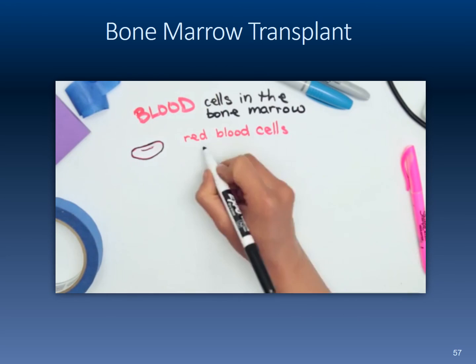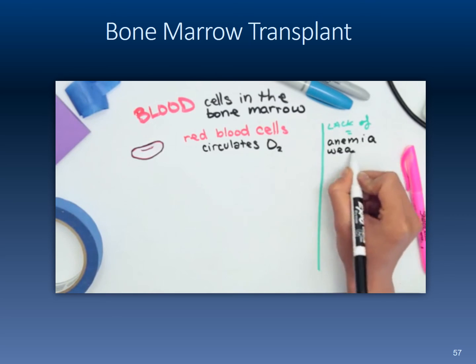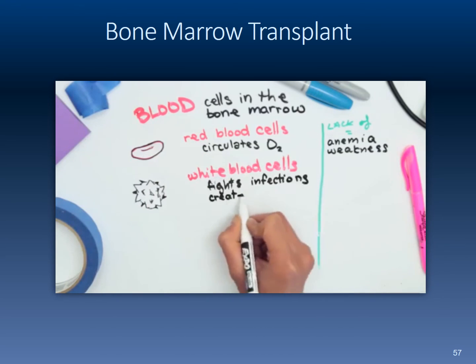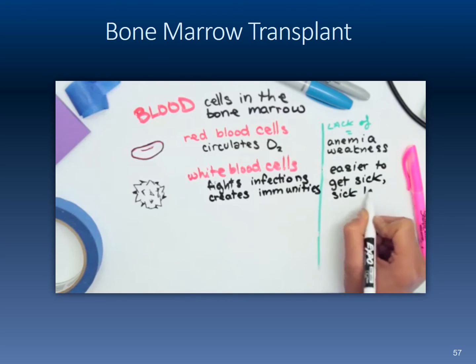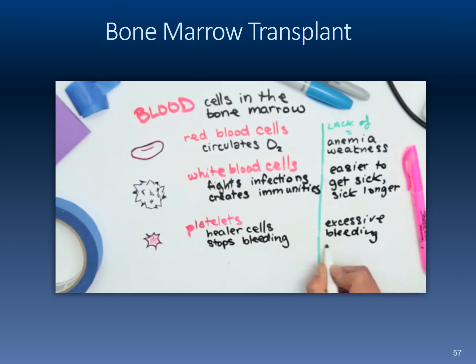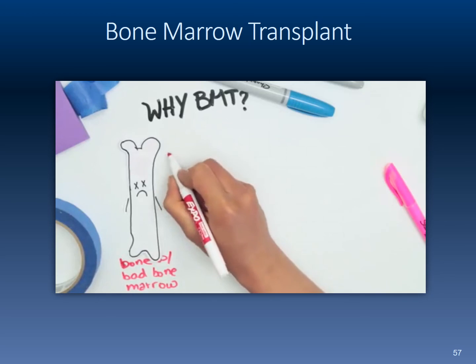Red blood cells mainly circulate oxygen, and the lack of these causes malfunctions such as anemia and extreme weakness. White blood cells fight infection and create immunities towards other diseases. Without white blood cells, the body is more prone to infection and extremified symptoms of sickness follow. Platelets are healer cells that stop bleeding by creating blood clots in the body, and the lack of platelets will result in excessive bleeding or hemophilia. You may ask yourself, why bone marrow transplant?